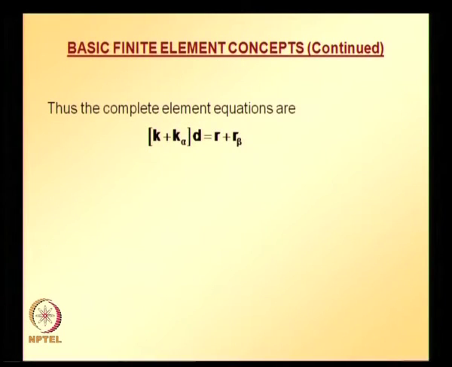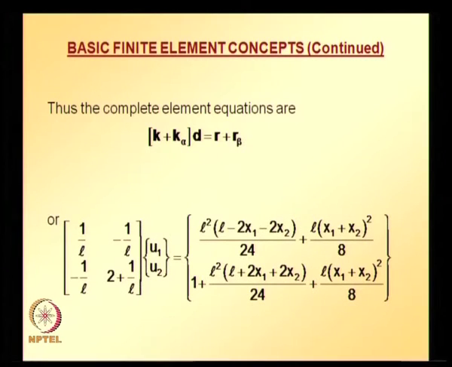So, the final equation system for element with boundary condition looks like this. Now, you substitute what is k, k alpha, d, r, r beta, you get the equation system. So, what we did is we developed an element equation system with boundary condition and without boundary condition.